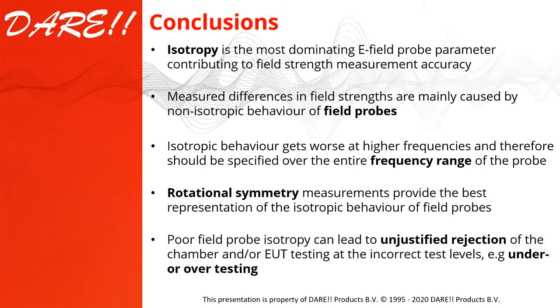And you have to take into consideration that when you have a field probe with a very poor isotropic performance, you can make wrong measurements. So you can have unjustified approval of your chamber, but you can also do over-testing or under-testing. When you test EUT at 10 volts per meter, or at least you think it's testing at 10 volts per meter, but in fact it's testing at a much lower field level because of the error, you're under-testing your EUT. That's, of course, not what we want to achieve.